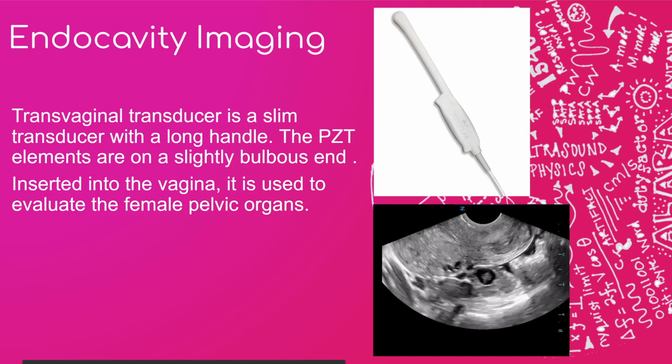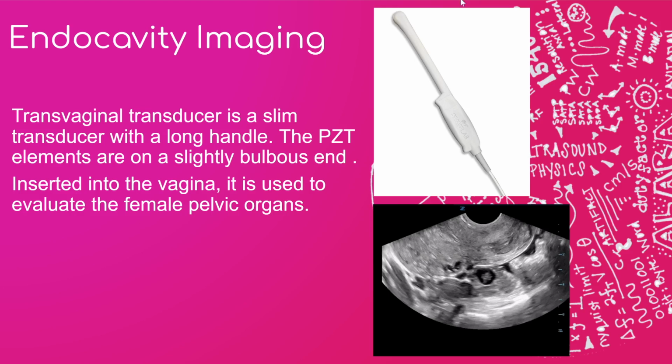Another type of endocavity transducer that we have is the transvaginal transducer. It usually is a slim transducer, a little bit more bulbous on the end, and then it has a long handle coming out of it. This is going to be inserted into the vagina. It is used to evaluate female pelvic organs in much more detail.